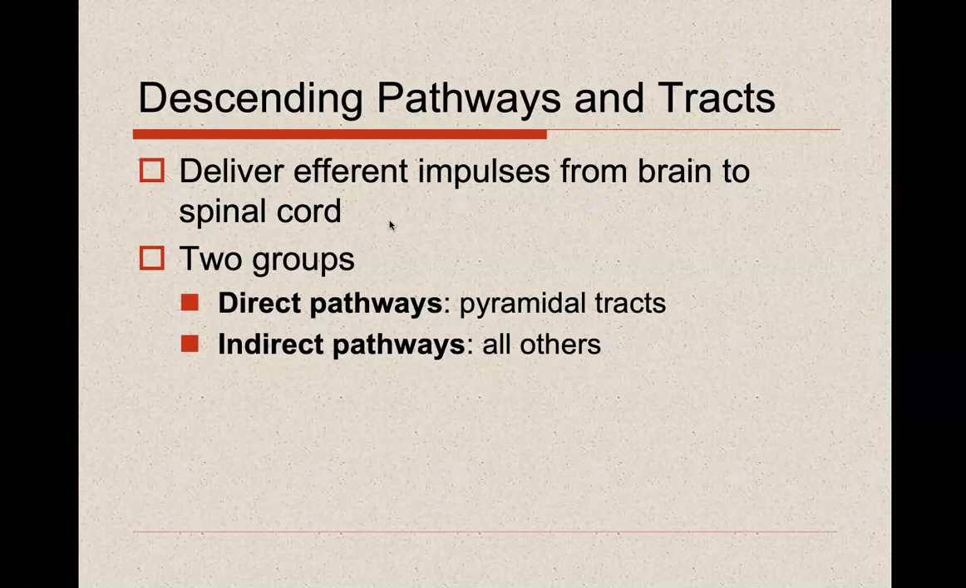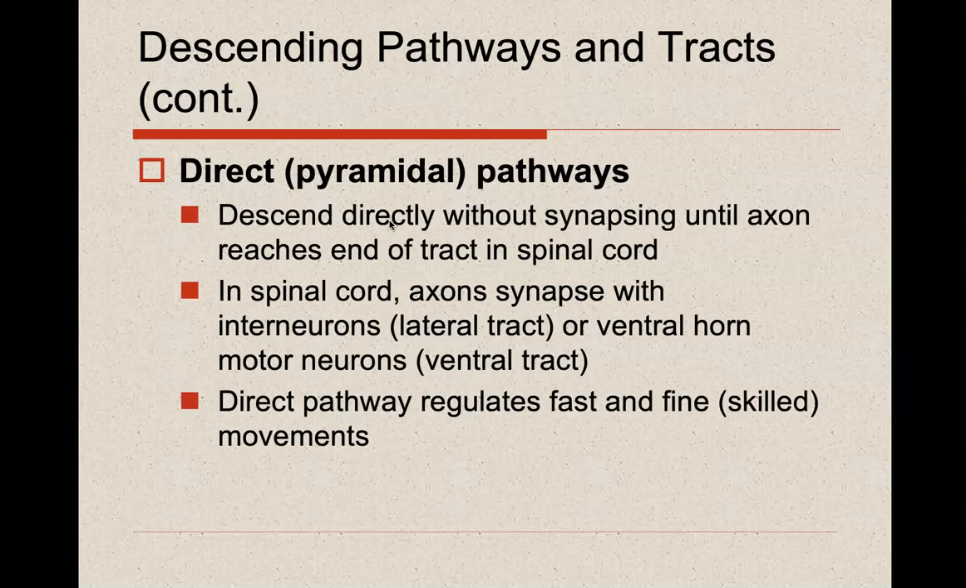So you usually have two groups, a direct pathway and an indirect pathway. We're mostly going to talk about the direct pathway, which are these pyramidal tracts of motor neurons that we see in the spinal cord. And again, these are going to deliver these efferent impulses. Efferent means motor, right? Motor impulses from the brain to the spinal cord, and then eventually down and out to those motor effectors like skeletal muscles.